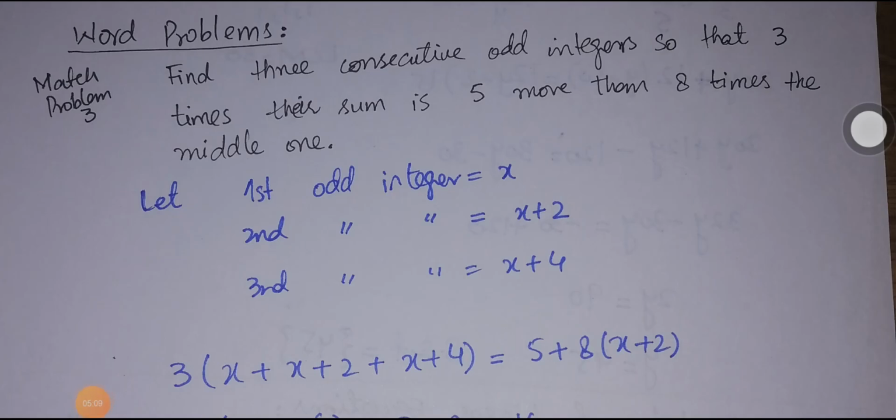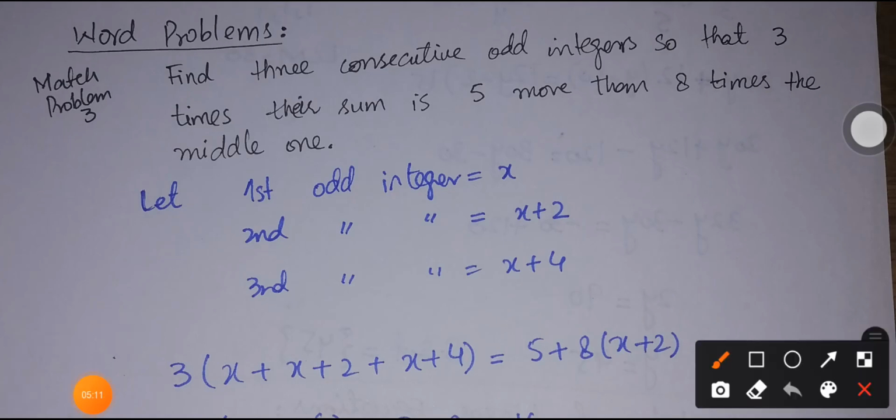Find three consecutive odd integers so that 3 times their sum is 5 more than 8 times the middle one. So at first we will check what the unknown terms are and how we can find them. So find three consecutive odd integers. Let's suppose the first odd integer is x, and what will be the second odd integer then?